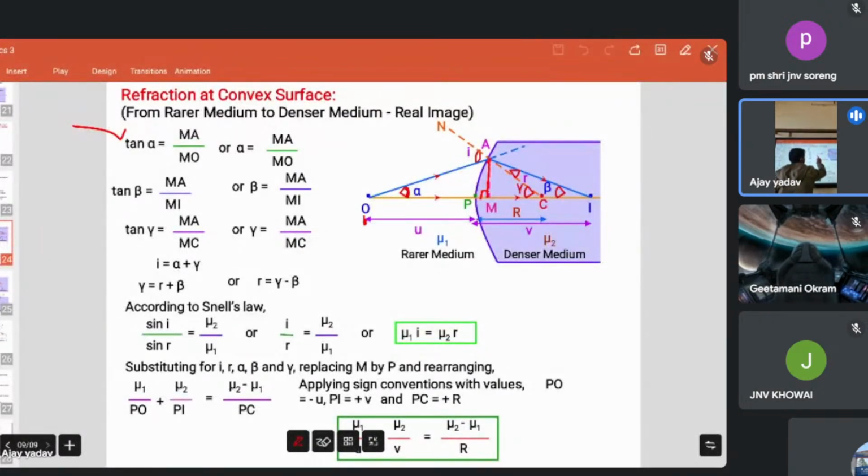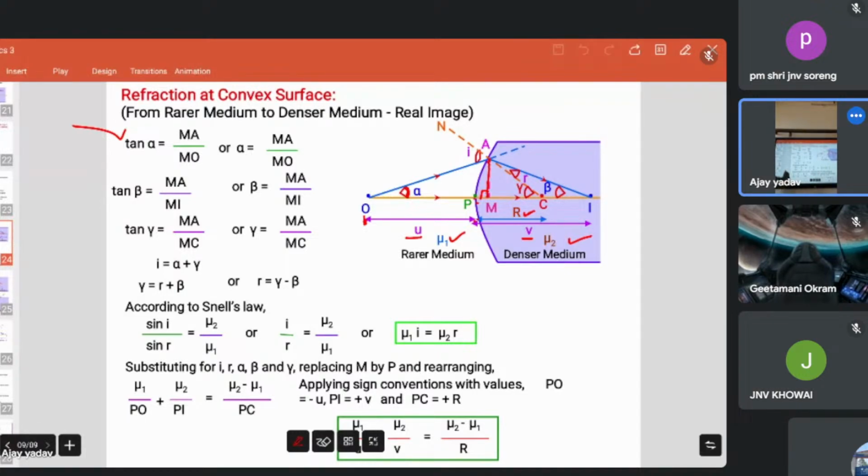The distance from the pole to the object is denoted by U, the object distance. The distance from the pole to the image is denoted by V, the image distance. The distance from the pole to the center is denoted by R, the radius of curvature. The rarer medium has refractive index mu1 and the denser medium has refractive index mu2.